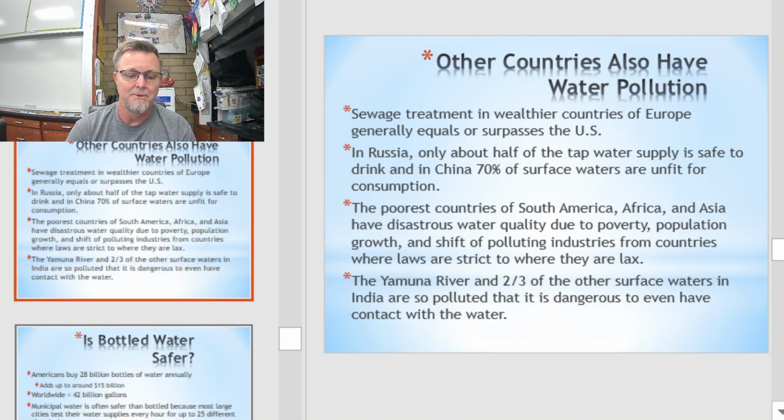Other countries also have water pollution. It's not just a U.S. thing. Sewage treatment in wealthy countries of Europe generally equals or surpasses the U.S. In Russia, only about half of the tap water supply is safe to drink. In China, 70% of surface waters are unfit for consumption. The poorest countries in South America, Africa, and Asia have disastrous water quality due to poverty, pollution growth, and the shift of polluting industries from countries where laws are strict to where they are lax.